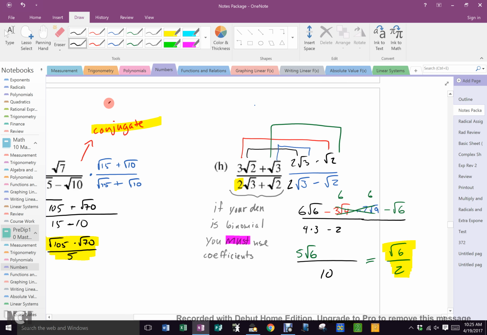I'm going to write it again. Same expression, different. No, I shouldn't have written different. Opposite operation. Is everyone okay?